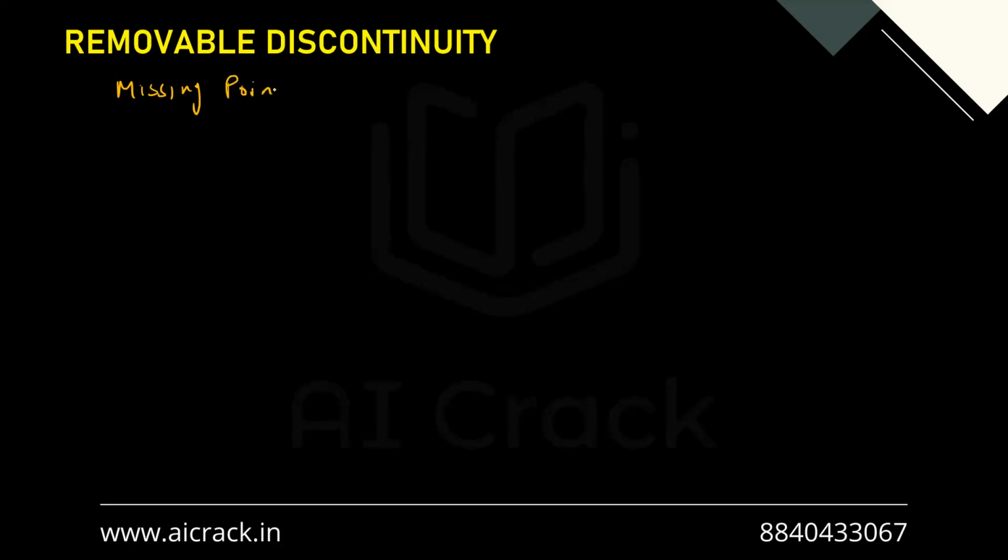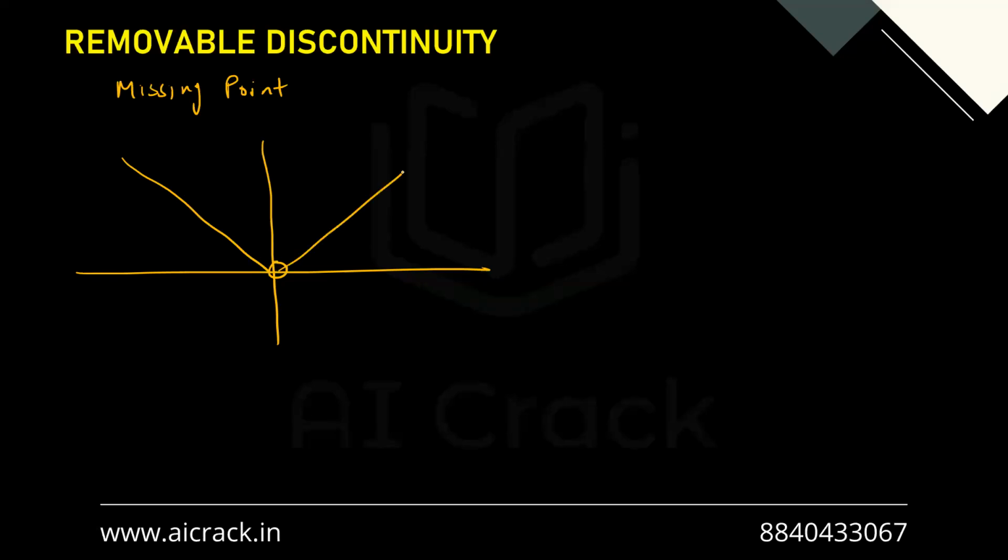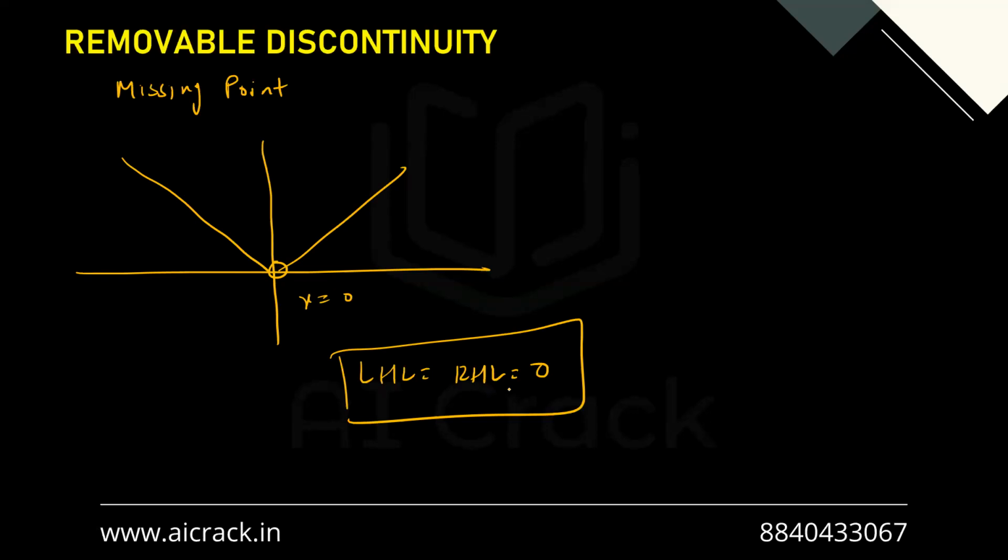Let's define this function as, let's say, a modulus kind of function with an open circle at x equals 0. In this case, the point is missing. The function is not defined at x equals 0. It's defined everywhere, but at one single point, the function is not defined. We can see that LHL equals RHL equals 0. At x equals 0, the left hand limit and right hand limit both equal 0. But the function is not defined at x equals 0. The point is missing over here. So that's why the function becomes discontinuous, and this type of discontinuity is called missing point discontinuity.